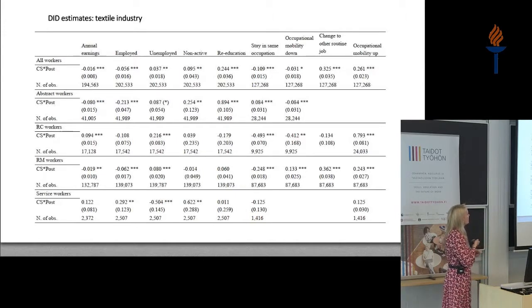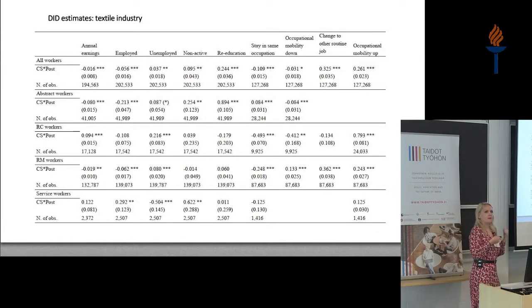But what is interesting is the occupational mobility variables in here. It shows that people are less likely to stay in the same occupation, but they're more likely to move up in the job hierarchy. However, there are differences between these occupation categories. Abstract workers actually are worse off. In the long run, they earn about 8% less compared to the control group. But for routine cognitive workers, they earn about 10% more.